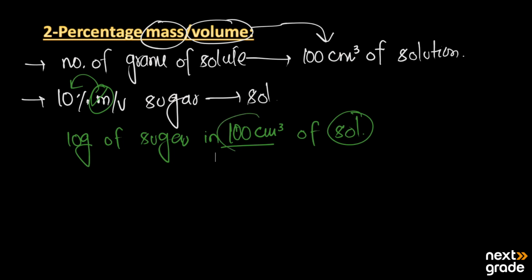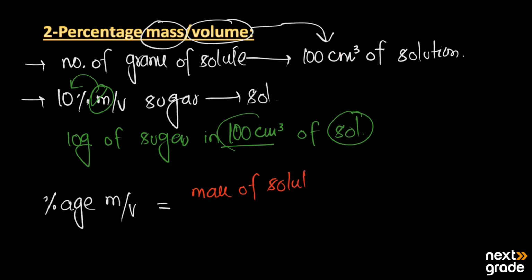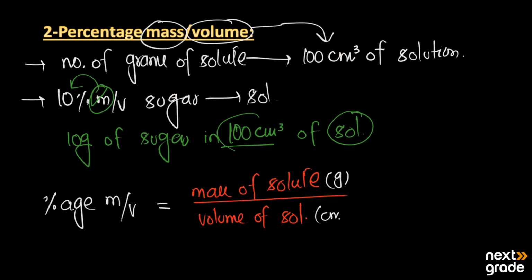The formula for this is: percentage mass by volume is equal to mass of solute, in grams, divided by volume of solution, in centimeter cube, as the unit for volume we use centimeter cube, multiplied by 100. So this is percentage mass by volume.